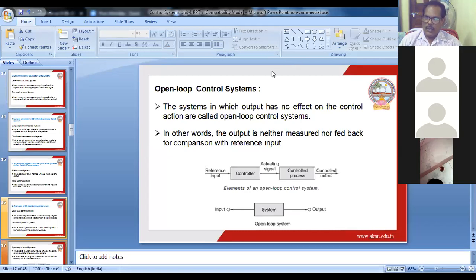Okay, now here we talk about the open loop system. Again I repeat, in an open loop control system, the output is not affected by the control action. That means there is no feedback between the input and output. Then it is called an open loop system.